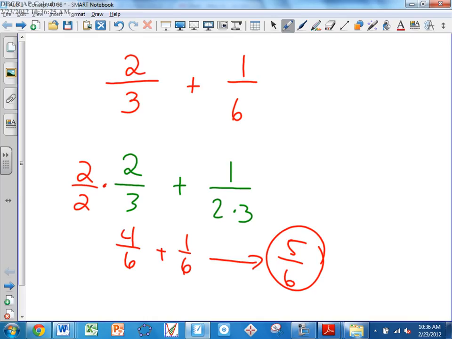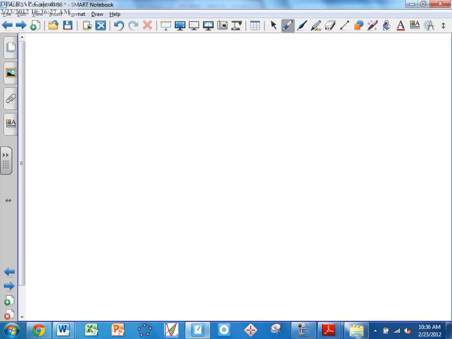Okay. Let's try one more like this before we get to the actual lesson today. If we have 3/8, let's say minus in this case, minus 7/12 actually. Let's make it easier. Oh, that's not easy.